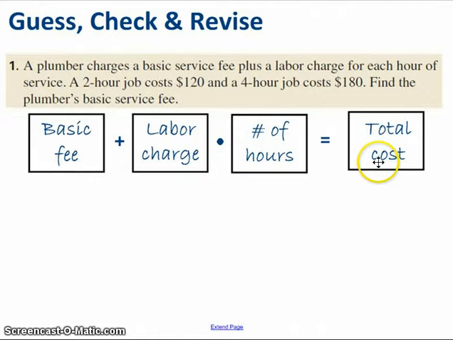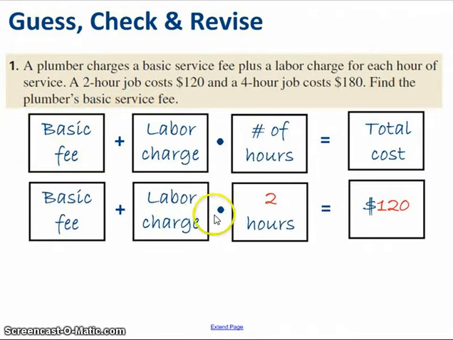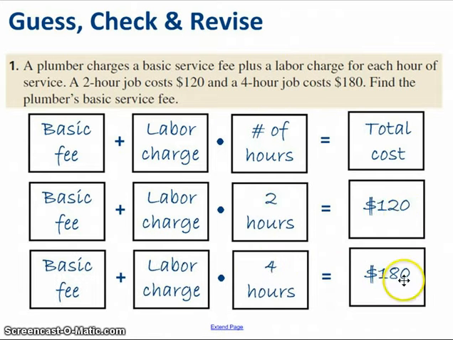Well, in previous problems in the prior video lesson, we went straight from here to fill in everything, and we had everything that we needed except one piece, and then we solved for that one piece. Well, this time we're supposed to find the basic service fee, but we don't have all of the boxes except one filled in with numbers. We've actually got two different boxes here. We don't know what the basic fee is, and we don't know what the labor charge is. So we know that if there were 2 hours, it was $120. We also know that if it was 4 hours, it was $180, but that's all we know. So we have to find out both the basic fee and the labor charge.